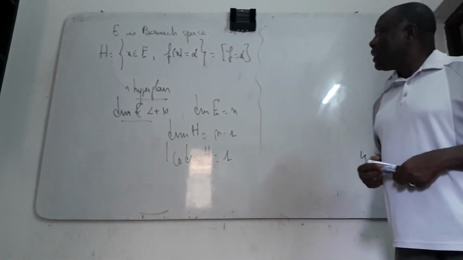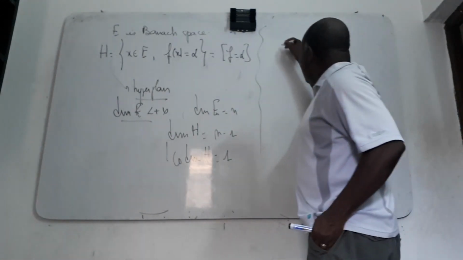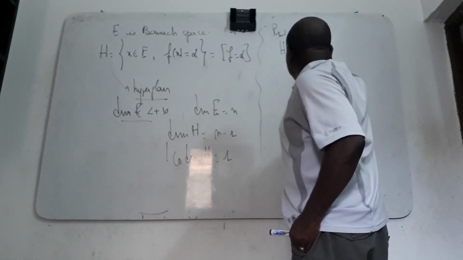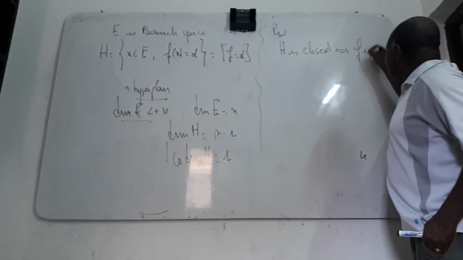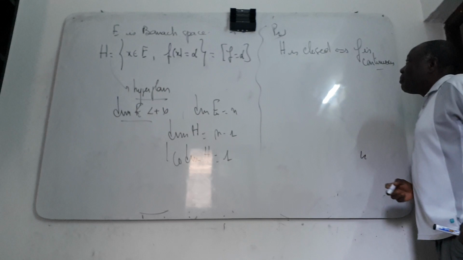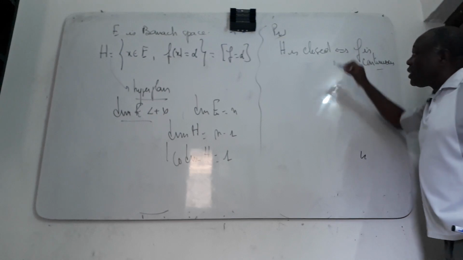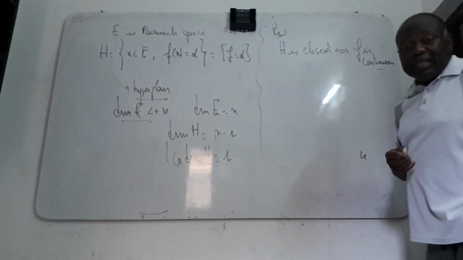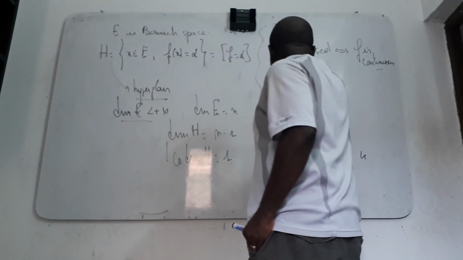So we proved that one of the main properties concerning the hyperplane is that when H is closed, then f is continuous. We proved it just last time. That means that H is closed is equivalent to the fact that f is continuous. And for the proof, we started with this one.